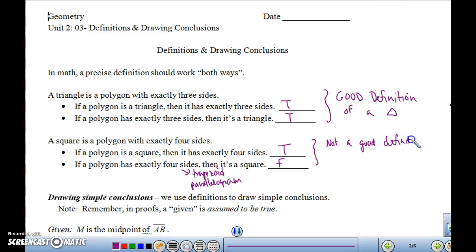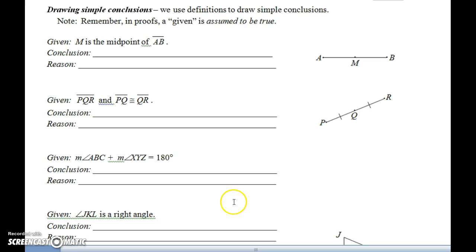So it's very important to be precise when you are looking at definitions because we want to get as much information out of it as we can. We're beginning to write proofs, and the first part of writing proofs is being able to draw a simple conclusion. A simple conclusion uses definitions that we know in order to draw a conclusion based on the information that we're given. Now, a given statement in proofs is assumed to be true. So given is what you know for sure. We know this is true.